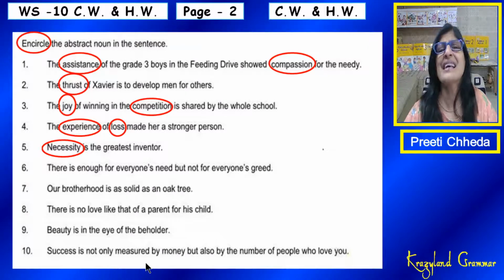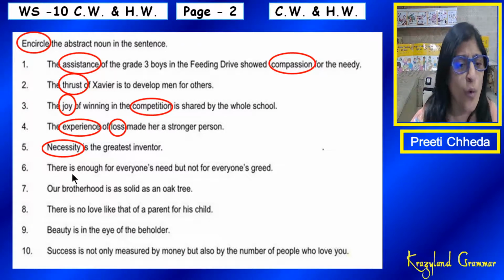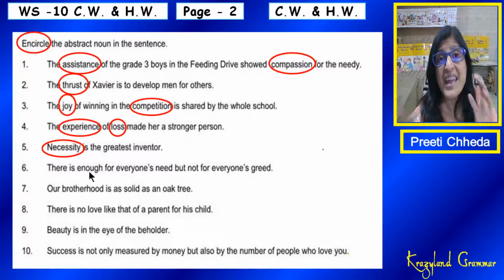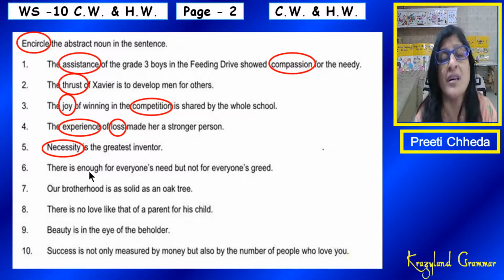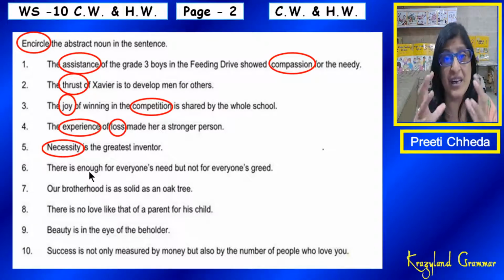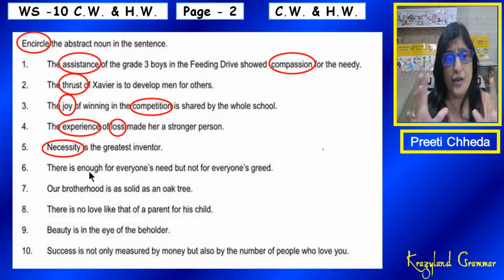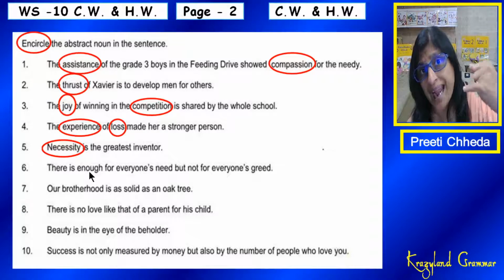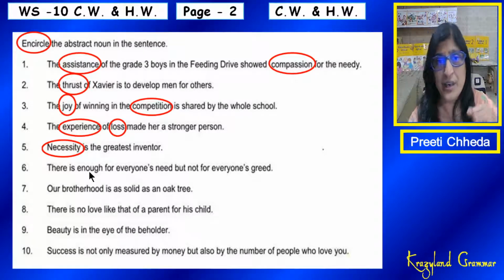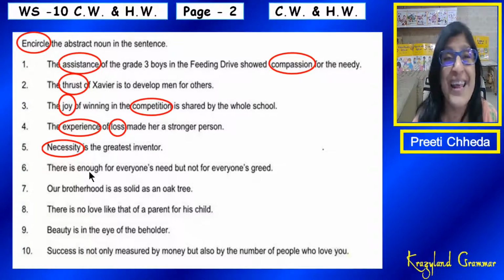Okay, kids, let's check it out. There, no, is, no. Enough. Enough is, here it is, an adjective. Enough matlab, bas, both of you, enough. You know, enough can be your adverb. Enough can be your adjective depending on the sentence, but it's not a noun at all.